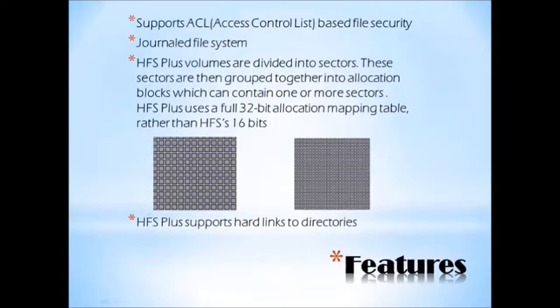HFS Plus volumes are divided into sectors, which are then grouped together into allocation blocks, which can contain one or more sectors. HFS Plus uses a full 32-bit allocation mapping table rather than HFS's 16-bit. In the figure, on the right-hand side, we have HFS Plus allocation blocks, and on the left side, we have HFS allocation blocks. The comparison shows that we have a large number of HFS Plus allocation blocks, making it more significant. HFS Plus supports hard links to directories.